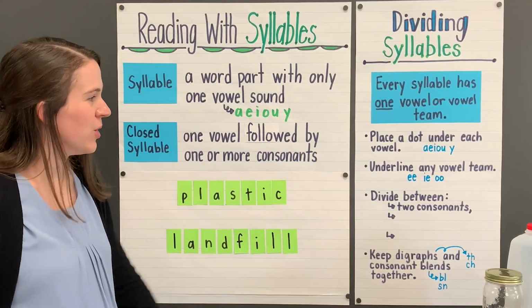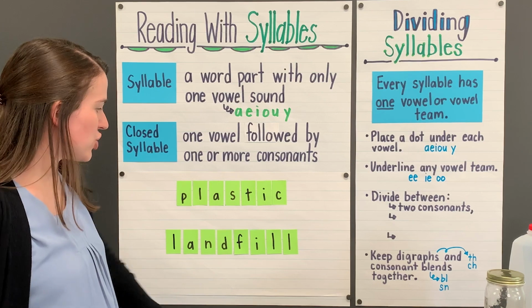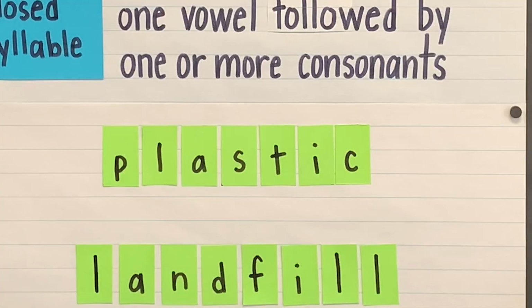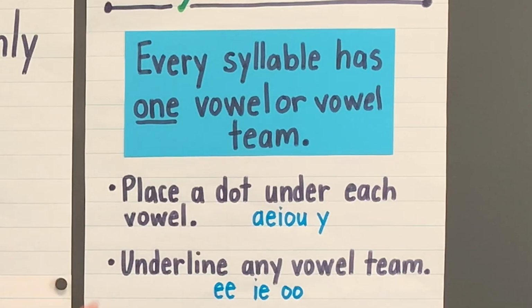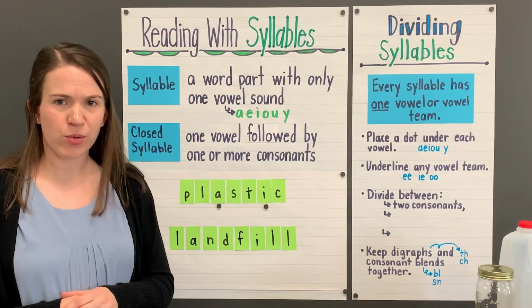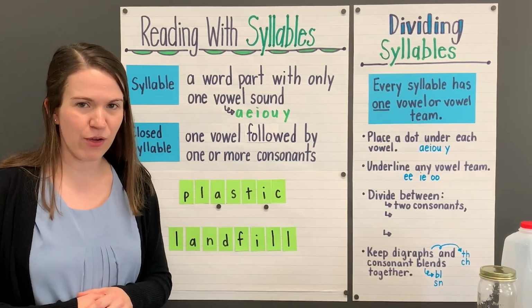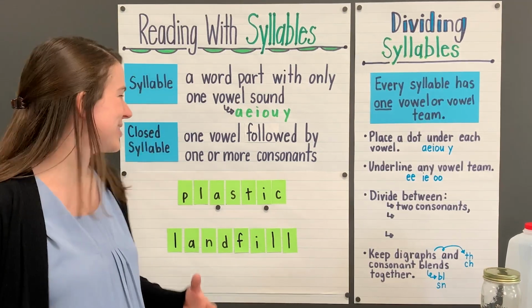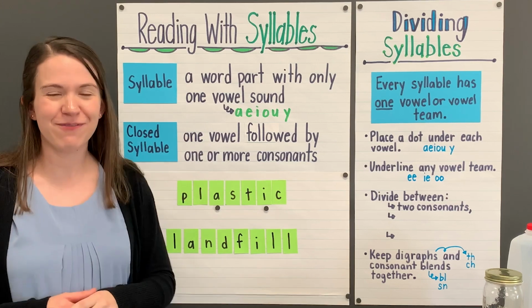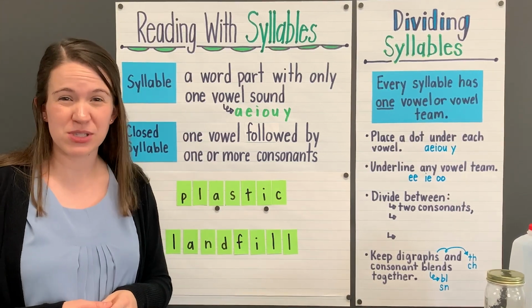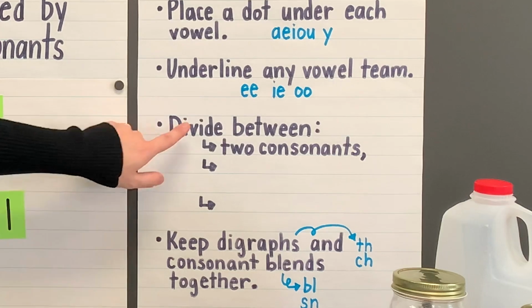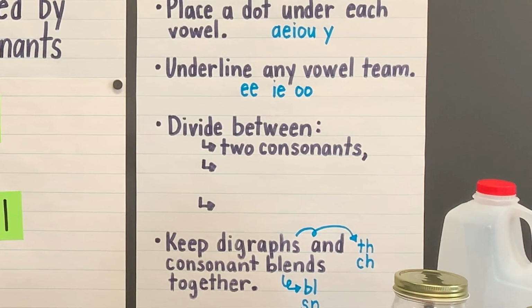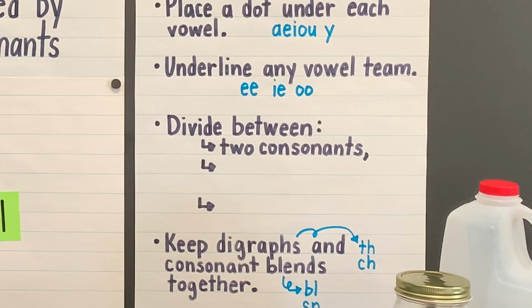Here's our first word. We're going to start by placing a dot under each vowel. Which vowels do you see? A. Is there another one? I. Now, do these vowels work together in a vowel team? Well, they don't, because they're each by themselves. They're not part of a vowel team. That's because we're working with closed syllables today, where there is only one written vowel. So we might not see any vowel teams today. Now, we can divide between two consonants to find the syllables in our word.